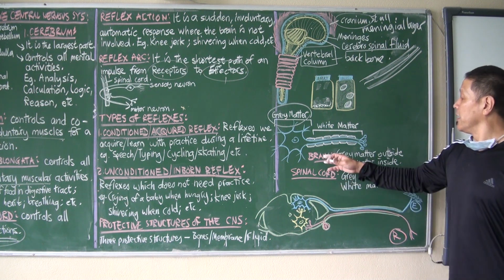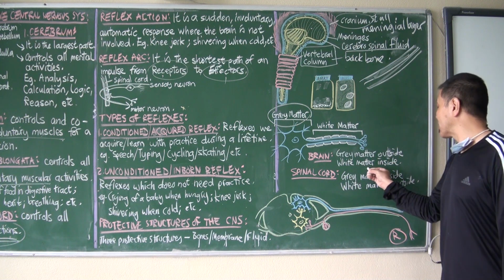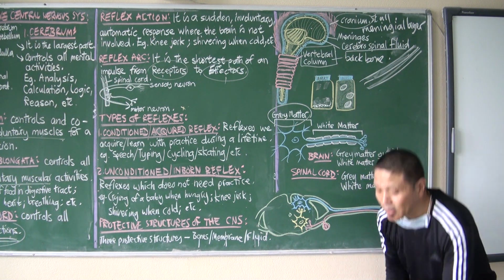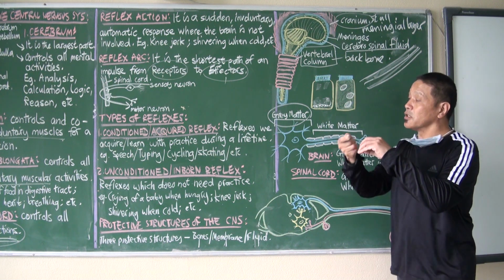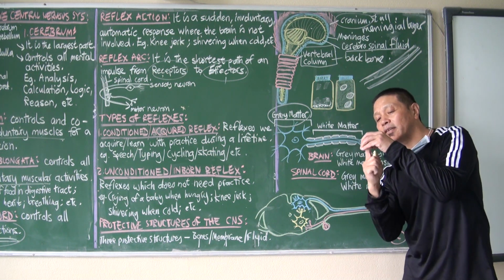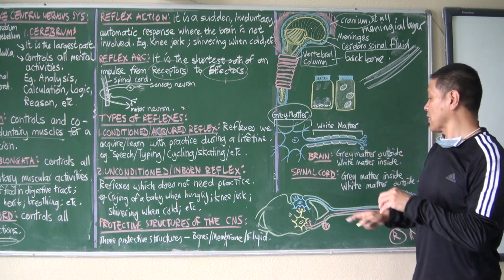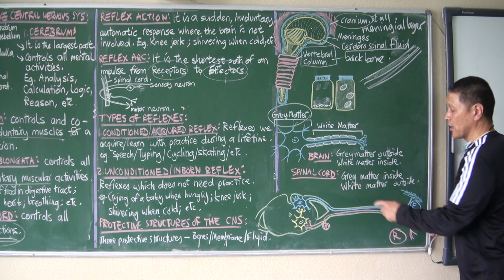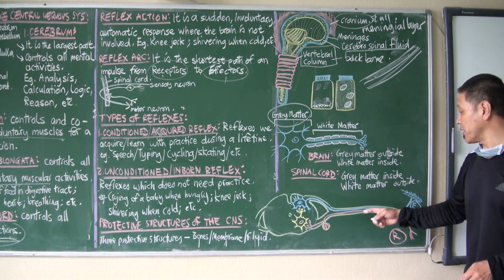So here it is. In the brain, the gray matter is found outside and the white matter inside. Meaning, if this here is the brain, if this is the dome of the brain, the white matter is inside and this external part is the gray matter. Whereas in the spinal cord, the gray matter is inside and the white matter is outside.